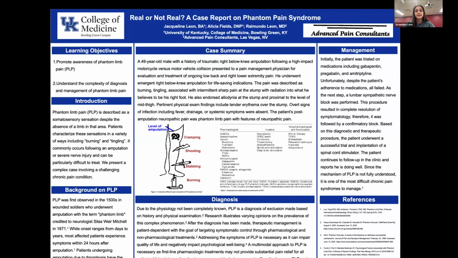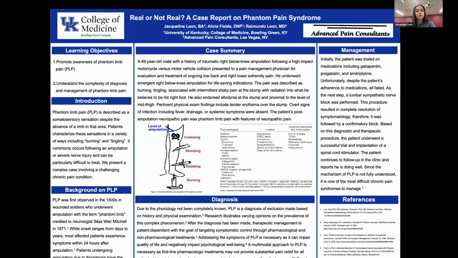Based on these diagnostic and therapeutic procedures, the pain management physician then performed a spinal cord stimulator trial, which still resulted in the lack of symptoms, and then a surgeon went ahead and put in a spinal cord stimulator. Our patient continues to follow up in clinic and reports that he's doing well with the spinal cord stimulation. But overall, the reason to talk about this case is mainly to look at how complex PLP is, as well as the management being very patient-specific. Pharmacological treatment did not work for our patient, but these more invasive procedures did.